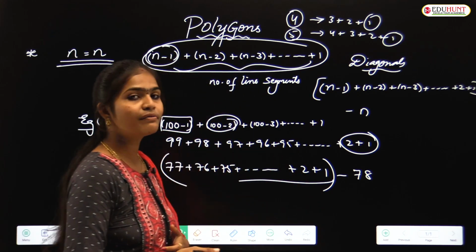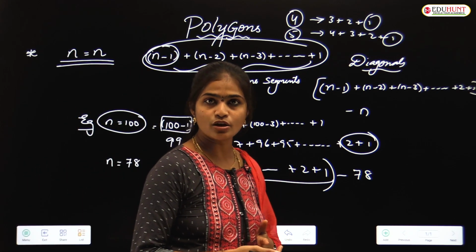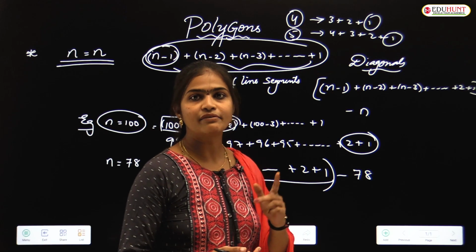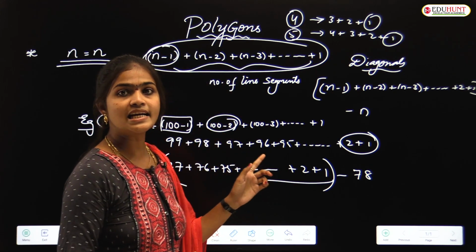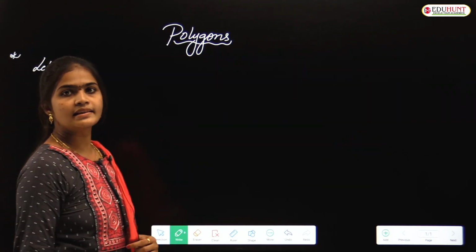So that's why here we have a formula to find the number of line segments of a figure, and in the same way the number of diagonals also. Okay, here we have two formulas. Let us discuss how we got those formulas and what they are. So here see the proof.